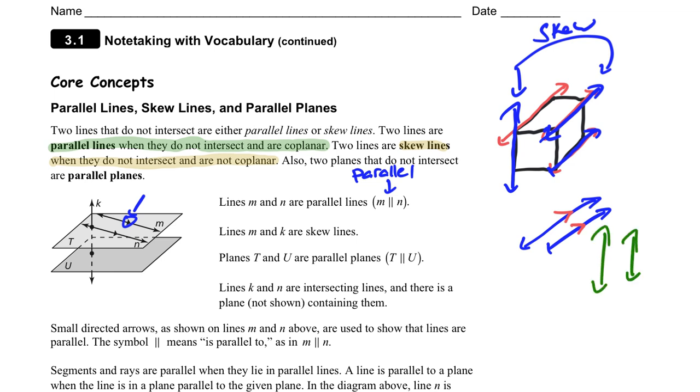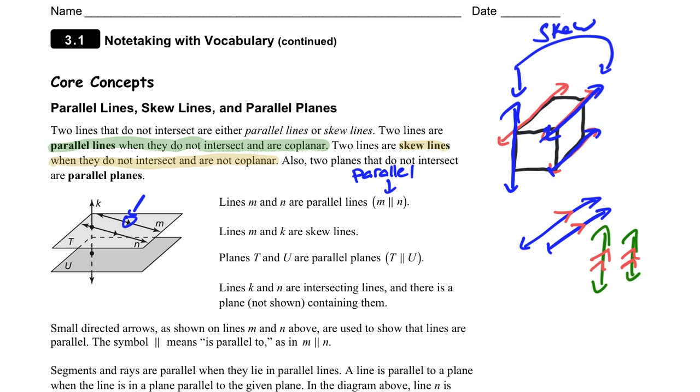Then I could put two arrows, meaning that those two are parallel, even though they're the same picture. So the number of arrows on a line, if you match it with the number of arrows on a number line, means those are parallel to each other.